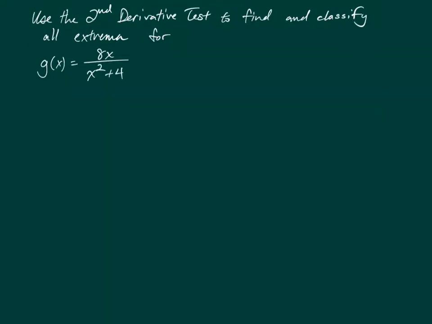For this example, you'll see that we will be using the second derivative test to find and classify all extrema again. And this function should look familiar. So if you'll recall from a few slides ago, the first derivative is g prime of x equals 32 minus 8x squared all over x squared plus 4 to the second power. Just like a few slides ago, this is x squared plus 4. If you set it equal to 0 and try to solve for x, you will get imaginary values. So we can only concentrate on the numerator.